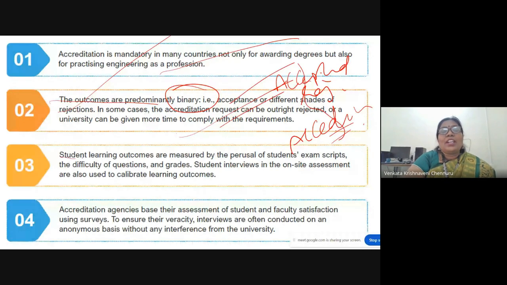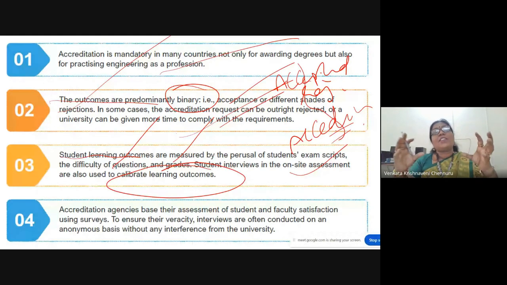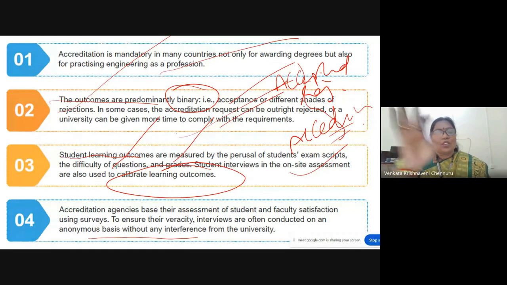Next point is, student learning outcomes are measured by the perusal of students' exam scripts. Not only that, but also the difficulty of questions and grades. Student interviews in the on-site assessment are also used to calibrate learning outcomes. These many factors they consider in order to analyze student learning outcomes. Accreditation agencies base their assessment of student and faculty satisfaction on surveys. To ensure their veracity, interviews are often conducted on an anonymous basis without any interference from the universities.